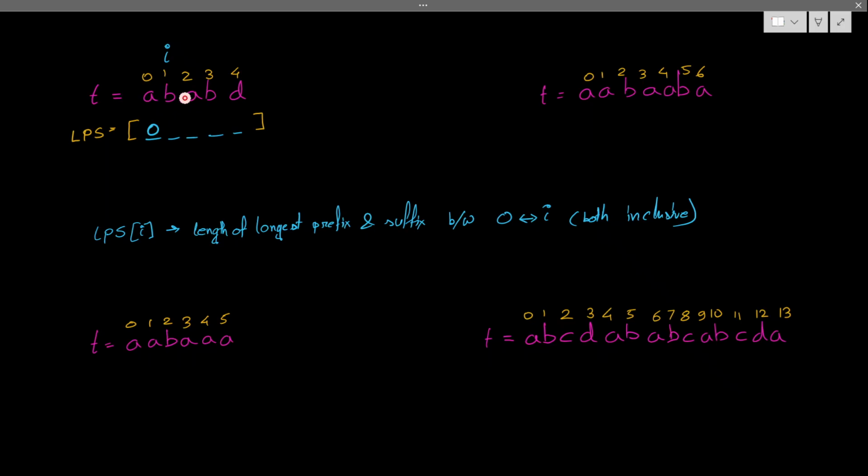What could be the prefix and suffix? A could be the prefix and B could be the suffix. Is there anything common? No common, right? So B will be 0. Then I come to the second index.